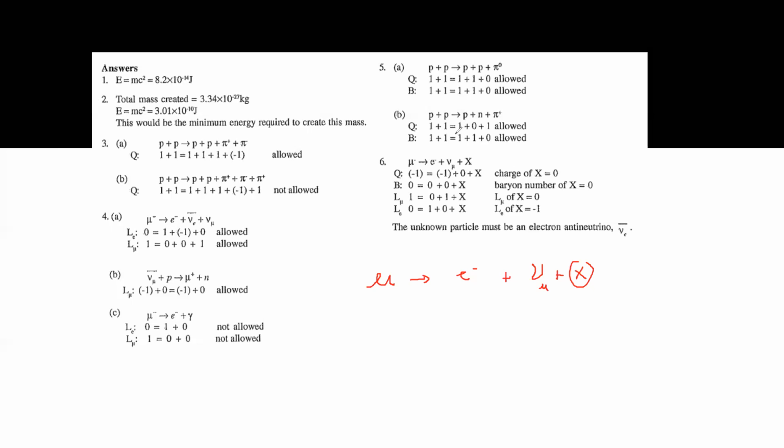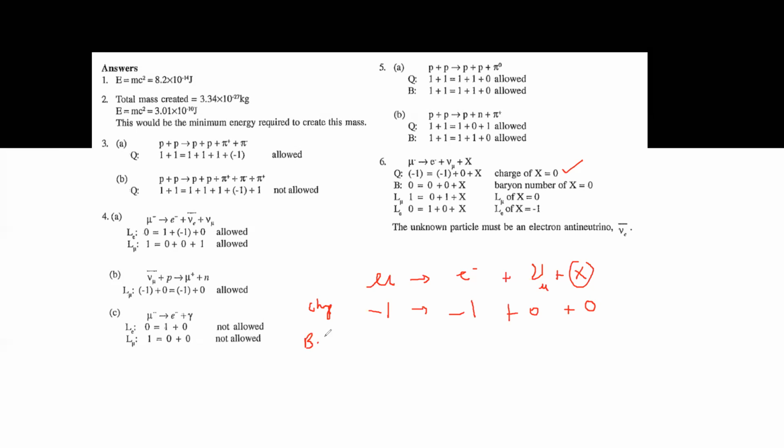First, when we check the charge: the muon, electron and tau are leptons and they have charge minus 1. So this is charge minus 1, and the electron charge is also minus 1. The electron neutrino, muon neutrino and tau neutrino have charge 0. Because the charge is conserved, this particle X should have 0 charge. That's what we identify. Then we check the baryon number.